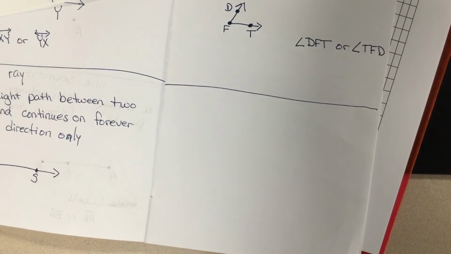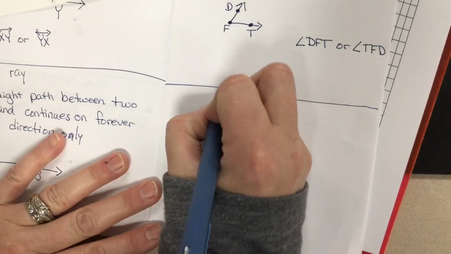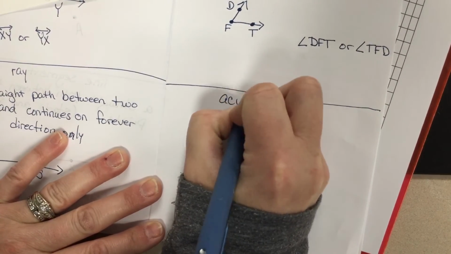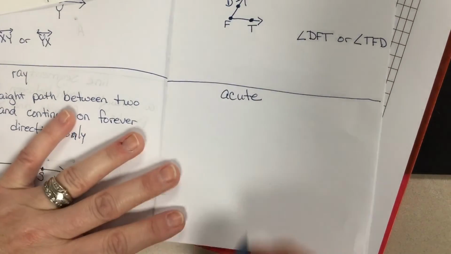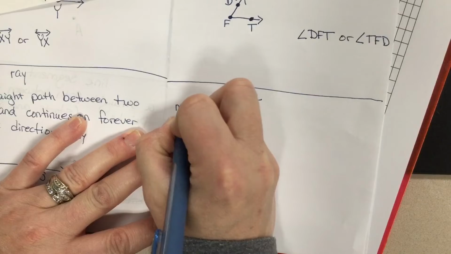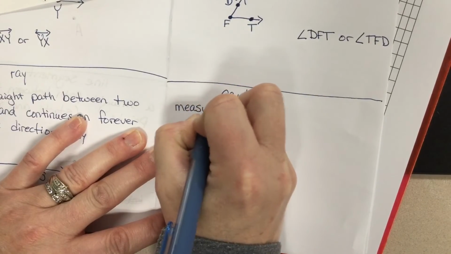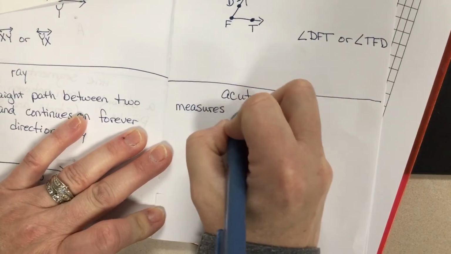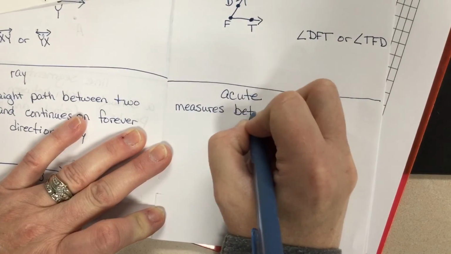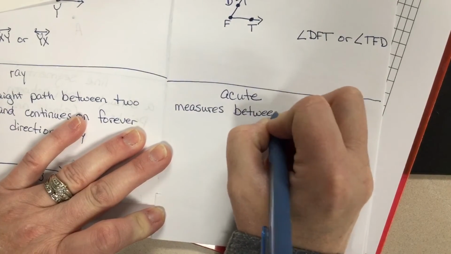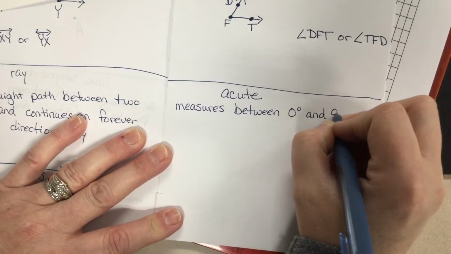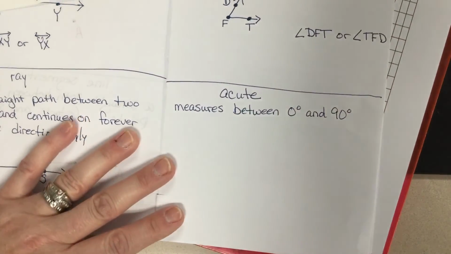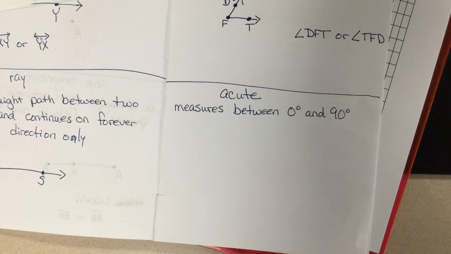So let's talk about our different types of angles. We have an acute angle. And this one measures between 0 degrees and 90 degrees. And I believe all of you know that little circle that we put as a degree symbol.